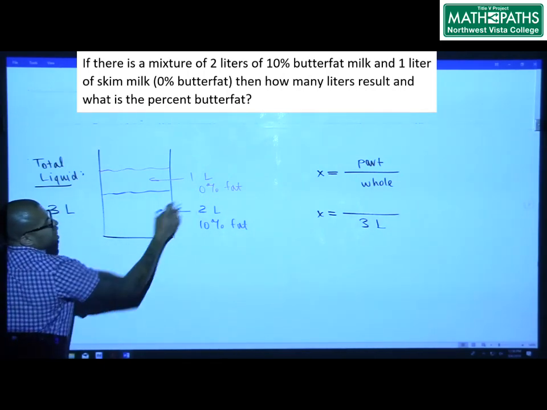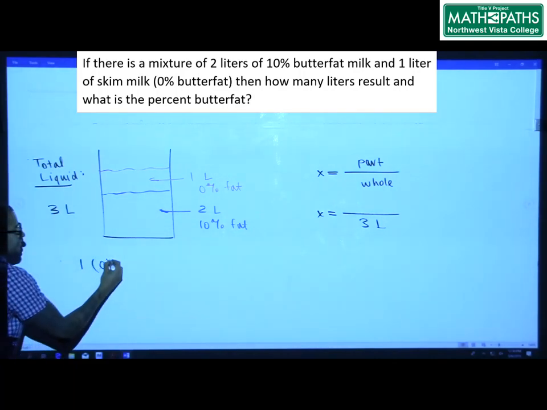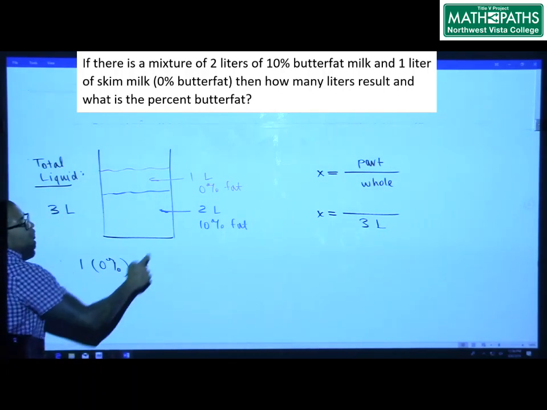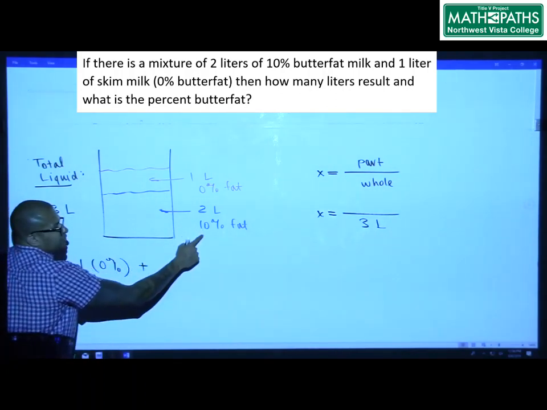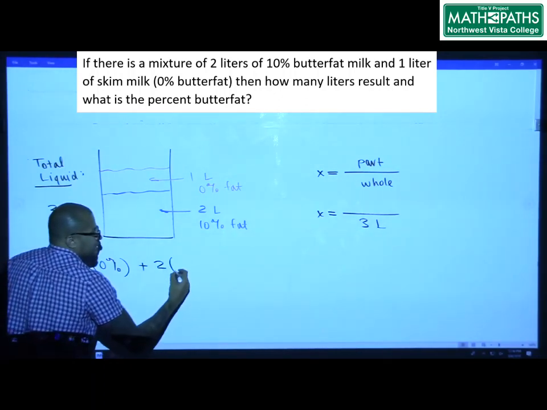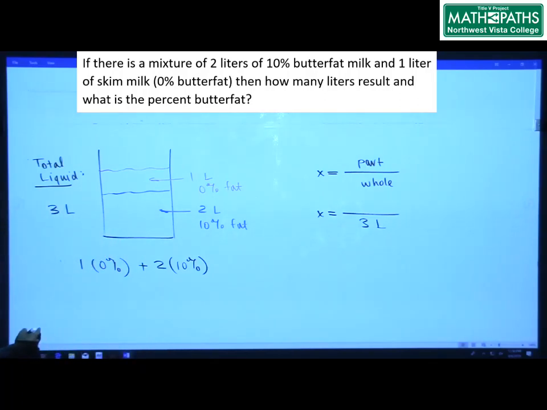So 1 liter is 0% fat. So to figure out the amount, that's 1 liter multiplied times 0%. Plus, we have 2 liters, that's 10% fat. So if I take 2 liters and multiply it by 10%, that will give me some number of liters that's fat. So let's simplify this.